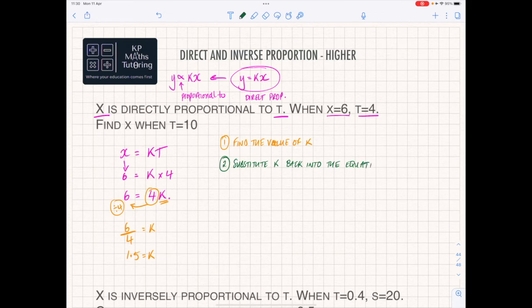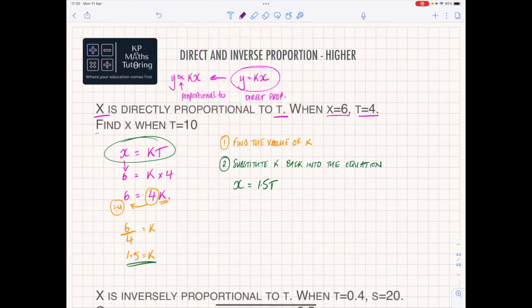Now what I mean by that is, this is your equation up the top. So we say x is equal to, we now know what k is, 1.5t. Because kt means k times t, 1.5 times t. So this is your step 2. You substitute this value of k that we found back into this. Okay, from here, we now need to solve this next part.